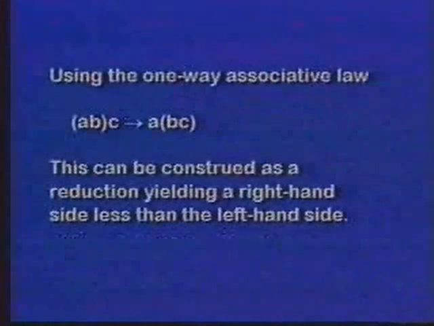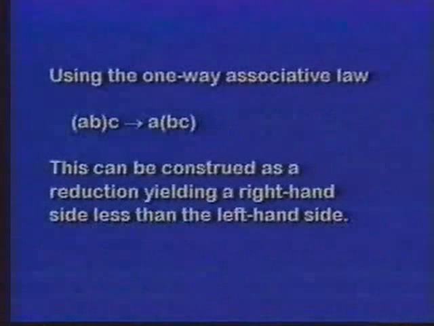Using the one-way associative law, the product of AB times C can be rewritten as the product of A and BC. This can be construed as a reduction, yielding a right-hand side less than the left-hand side.